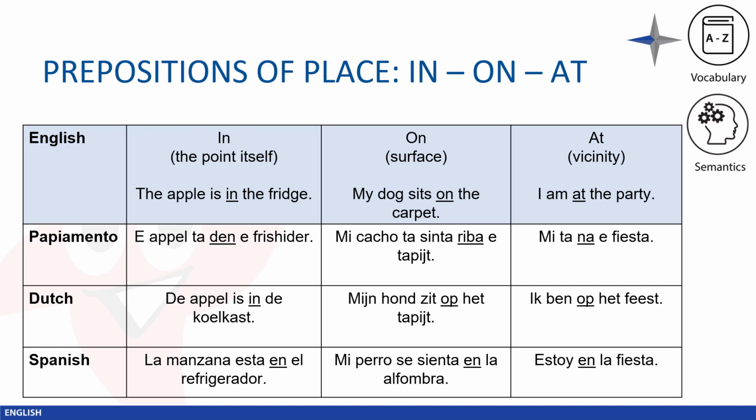All right, let's focus on three prepositions of place in English then: in, on, and at. You see examples for English, but we analyzed these for Papiamento, Dutch, and Spanish. Take a look at the differences and similarities.